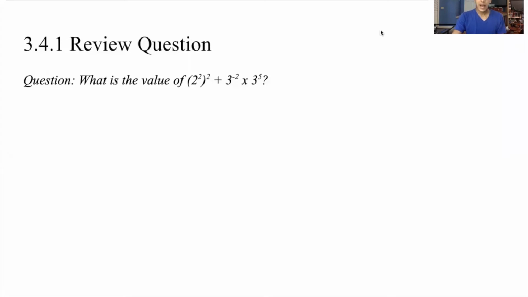All right, so now I have a review question on operations on different powers. If you'd like to try it, I'll give you a few seconds to pause the video and then explain the answer.